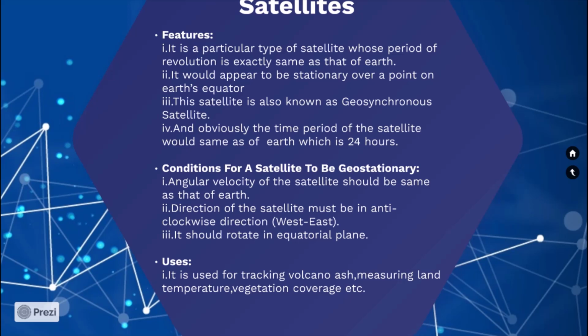So the next subtopic we have is uses of geostationary satellites. These types of satellites are used for tracking volcano ash, land temperature, vegetation coverage, and much more.